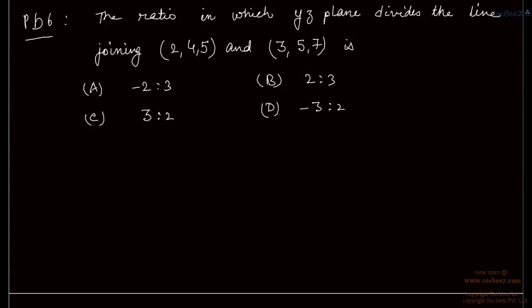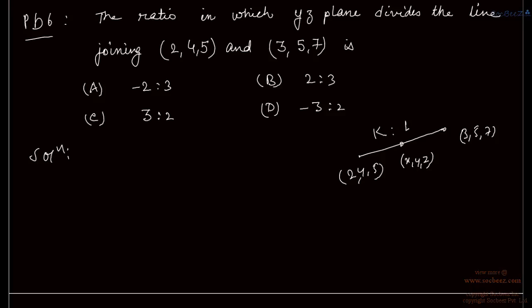So we have the ratio in which YZ plane divides the line joining 2, 4, 5 and 3, 5, 7. So we have to find the ratio in which YZ plane divides the line joining these 2 points. Say we have 2 points, 2, 4, 5, and 3, 5, 7. Let the ratio be k:1. So we will be getting a point, say this point is x, y, z.